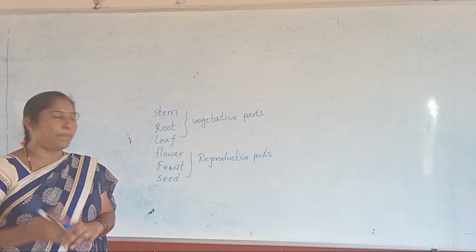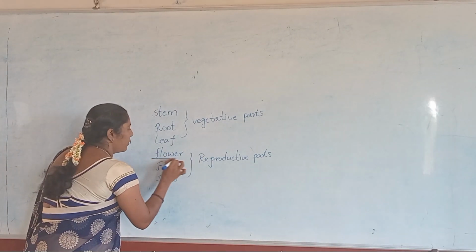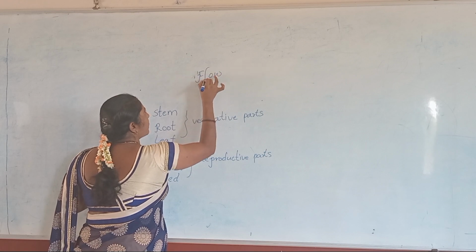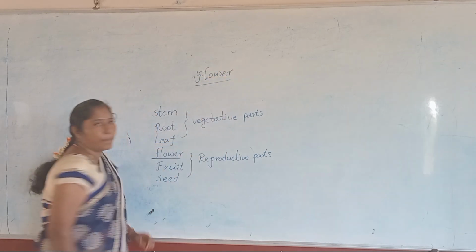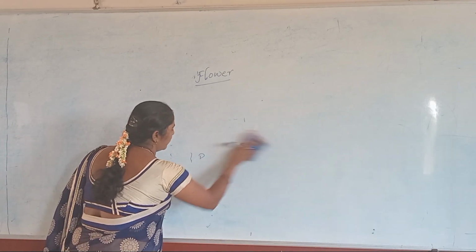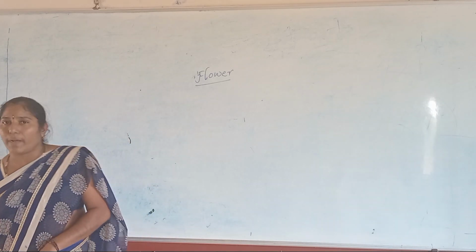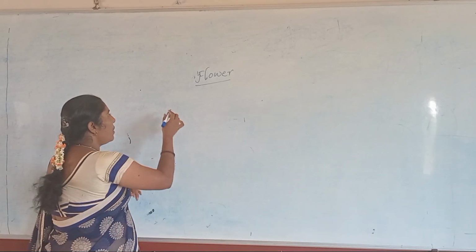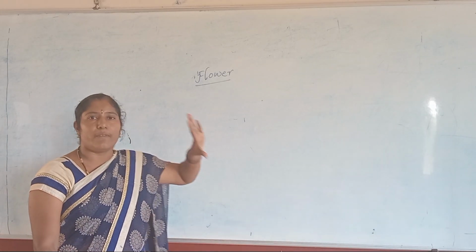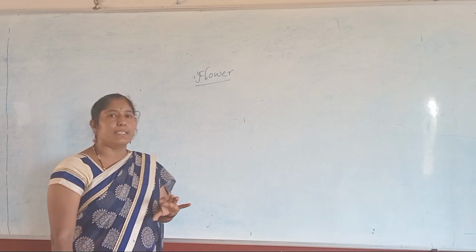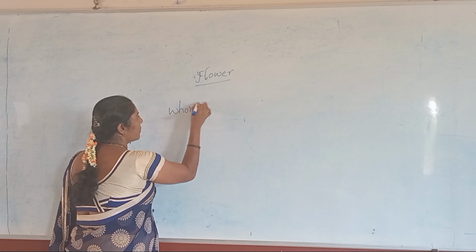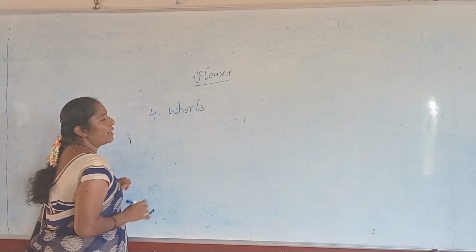Now I am going to explain the flower. Flower is a reproductive part of the plant. A typical flower has four whorls, which means all the floral parts are arranged in whorls. How many whorls? A flower has four whorls.